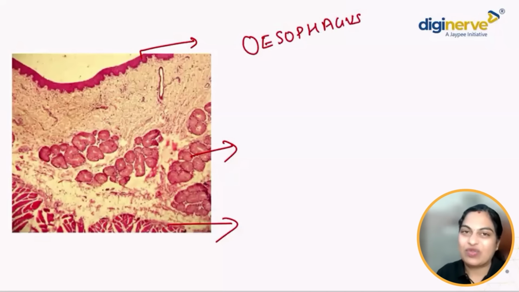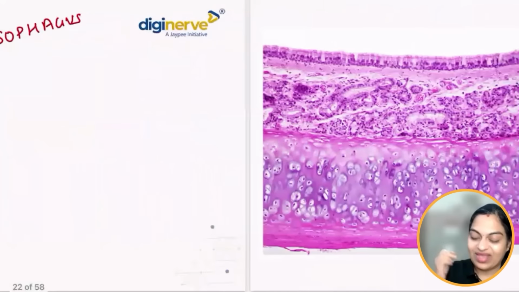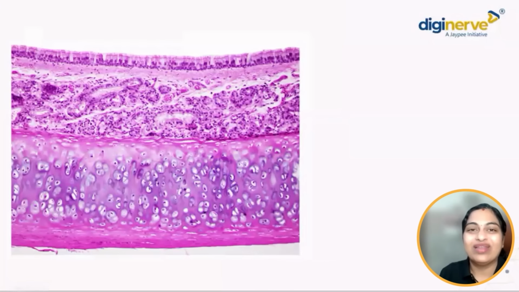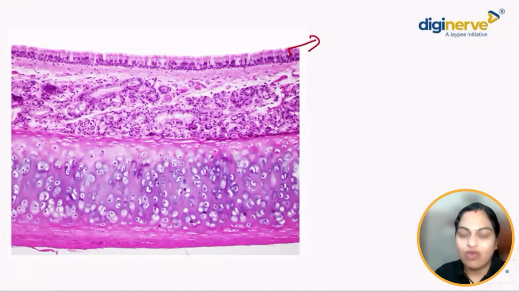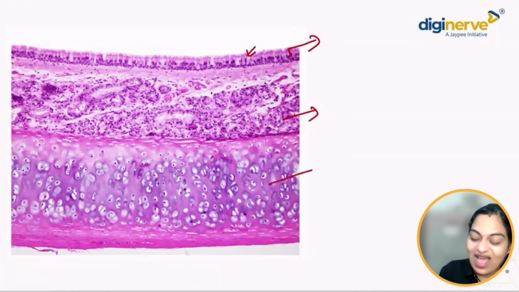Non-keratinized stratified squamous epithelium. Here again, another important, again a previous year question, frequently asked. This is the pseudo-stratified ciliated columnar epithelium with the goblet cells, right? You see the seromucous glands here in the lamina propria. And this here is the hyaline cartilage. What slide is this? Yes, trachea.